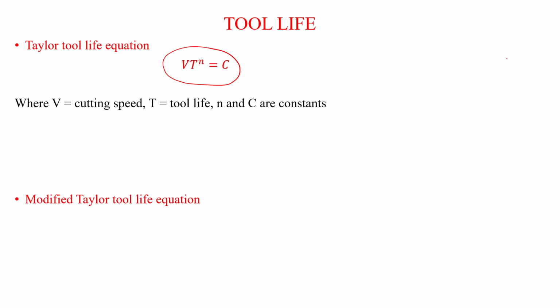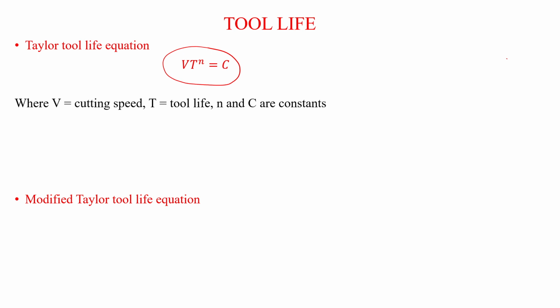Also, we have a modified Taylor tool equation. Can anyone tell what the modified Taylor tool equation is? So from the Taylor tool life equation, V equal to C divided by T to the power n, or T to the power n equal to C divided by V, then T will be C times the nth root of V. So if we take the nth root, will it affect that much?